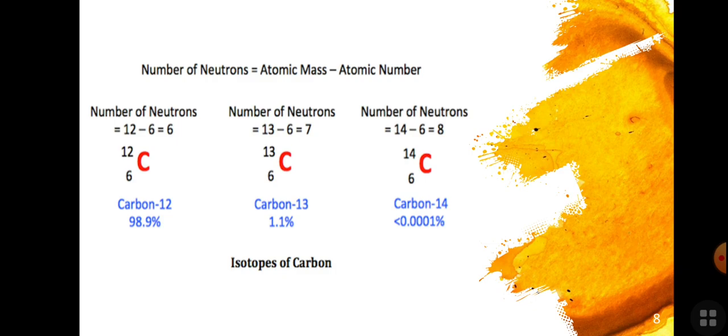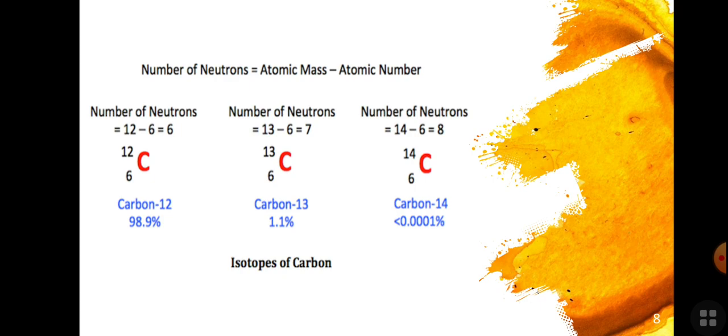And here in the example are the different isotopes of carbon. We have carbon 12, carbon 13, and carbon 14. As you can see, their atomic numbers are all the same, but their atomic masses are different from one another, with 12, 13, and 14. By subtracting the atomic number from the atomic mass, we will arrive at 6, 7, and 8. And those values represent the number of neutrons in each isotope of carbon.